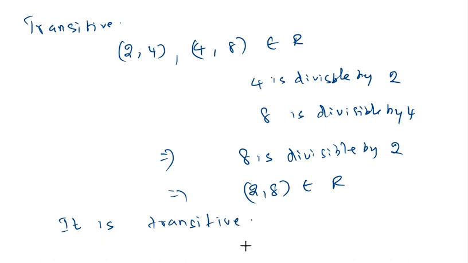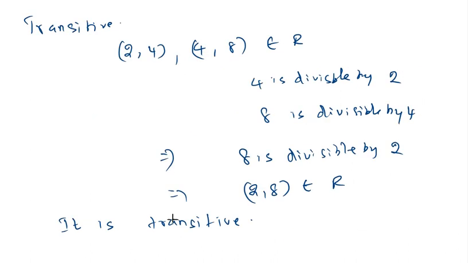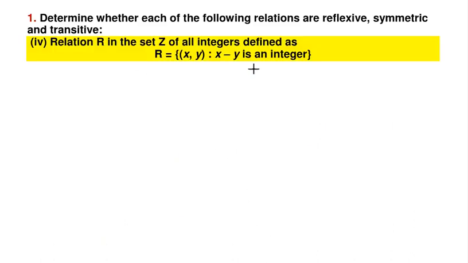If we look at this in the question, it is divisible by a, so it is reflexive, but it is not symmetric, but it is transitive. So transitive is there, reflexive is there, but symmetric is not there. Very important. Make note of the points. Next question.